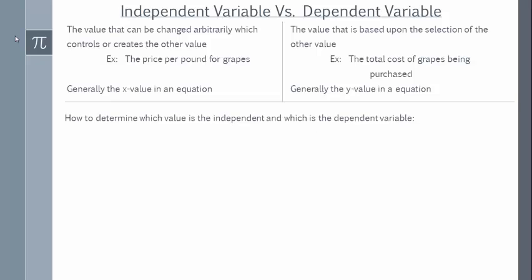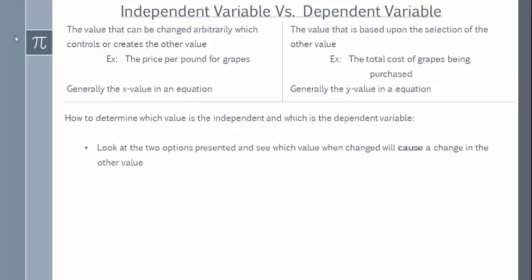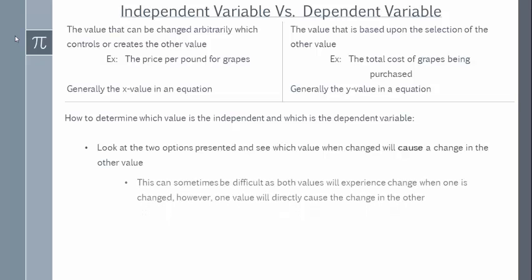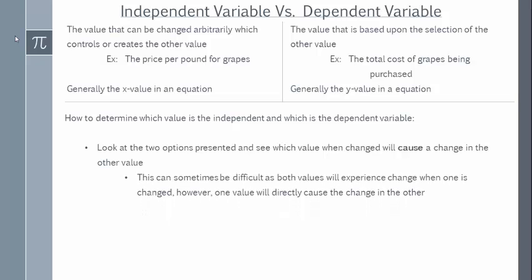How we determine which is independent and which is dependent, we look at the two options presented and we see which value will, when changed, cause a change in the other value. So for example, in our grapes scenario, the value that changes is the number of pounds that you buy, and that causes a change in the total cost of the grapes. Sometimes it's difficult because both values change, but one value directly causes the change in the other. While you may say, I'm going to buy $10 worth of grapes, and that would determine how many pounds you were buying, it's the number of pounds you were buying that causes the price.